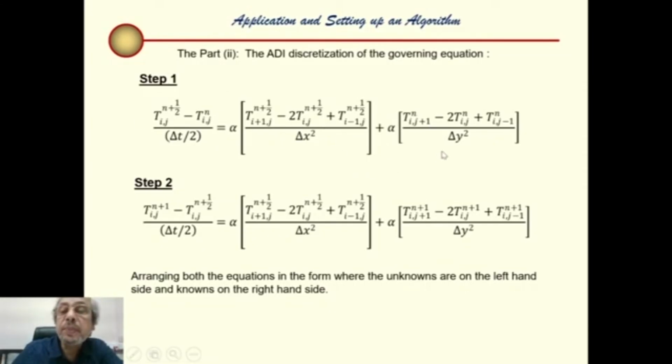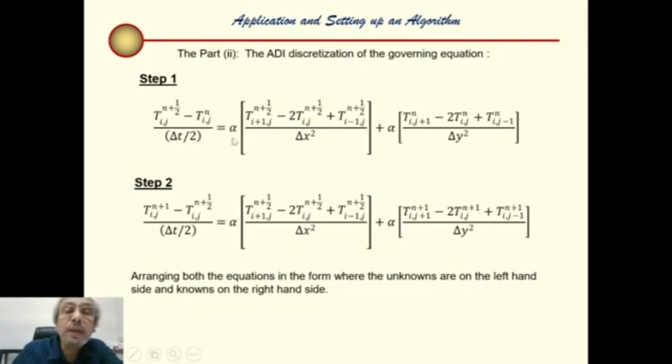In 2 steps we proceed, first from n to n plus half, then n plus half to n plus 1. Arranging both the equations in the form where unknowns are on the left hand side and knowns are on the right hand side.